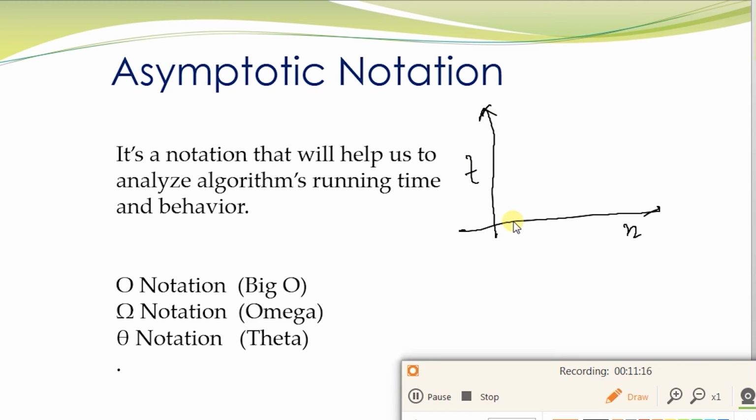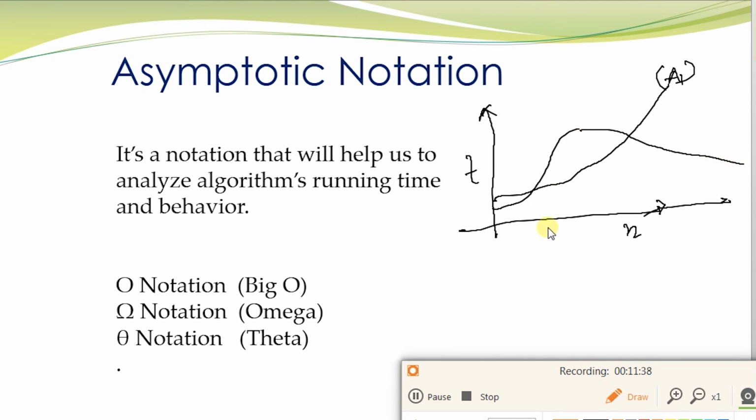There is another algorithm which is behaving like this. That means when I am increasing the input, it was taking more time, but after a certain point, it is taking less time even if I am increasing the input. Let's say this is algorithm A2. So this is algorithm A1's behavior, and this is algorithm A2's behavior.